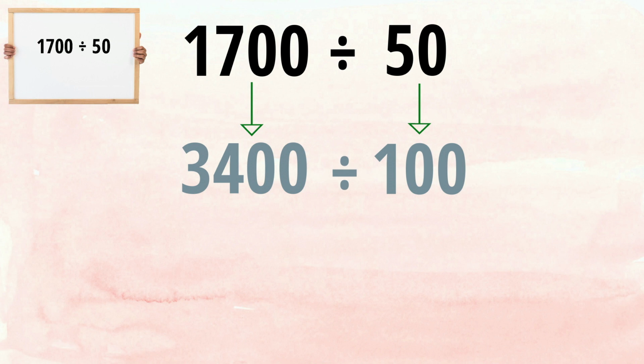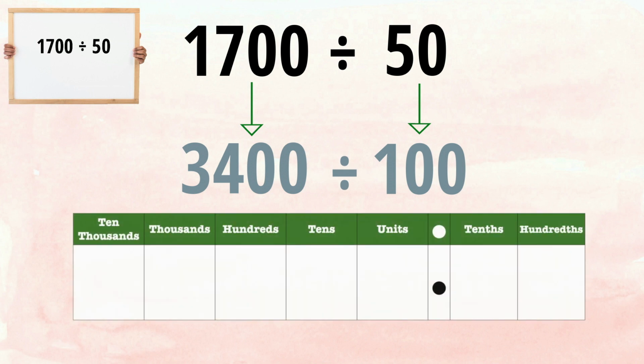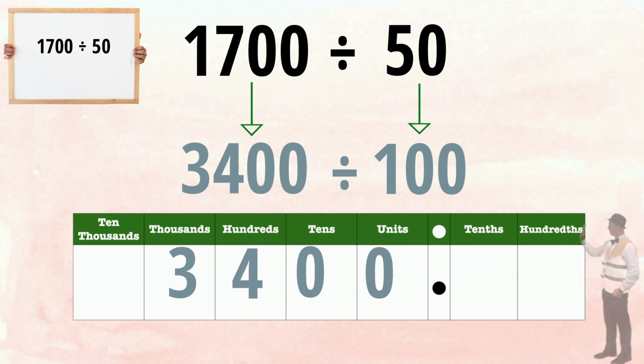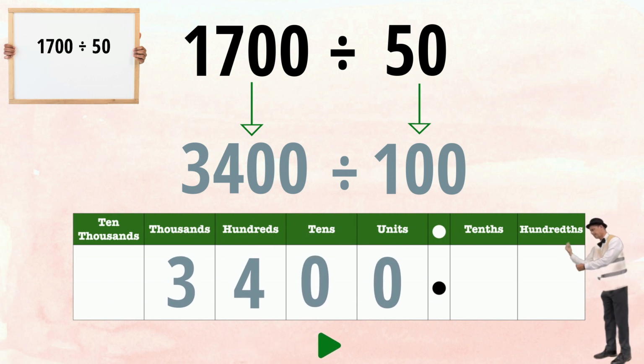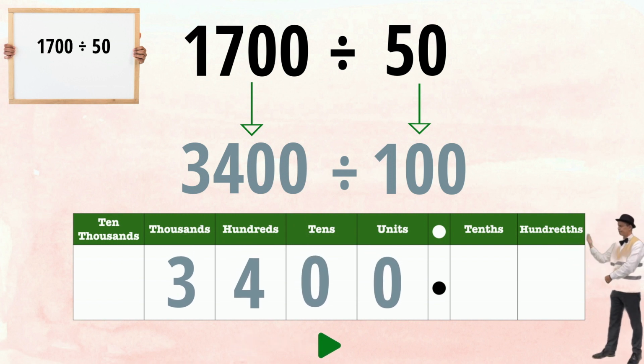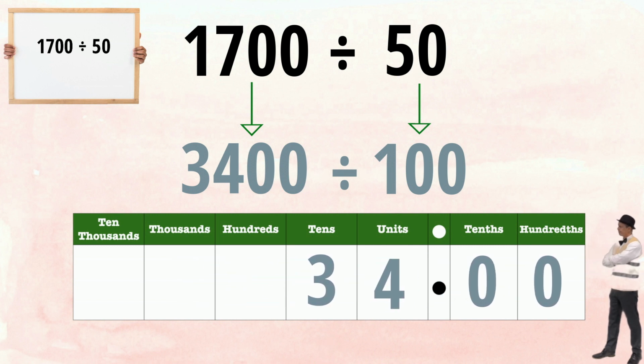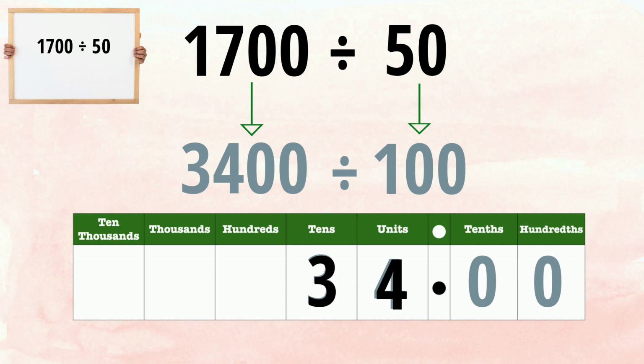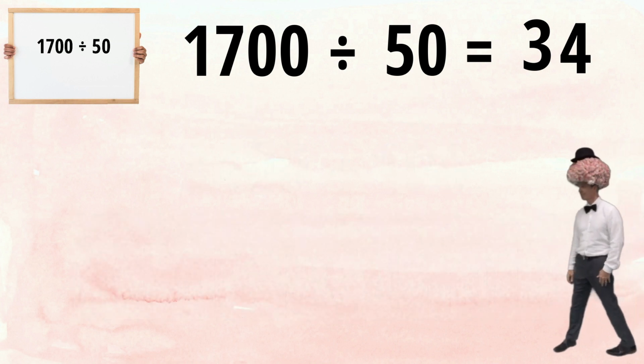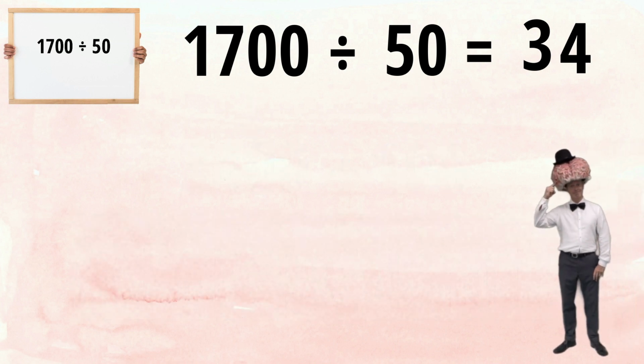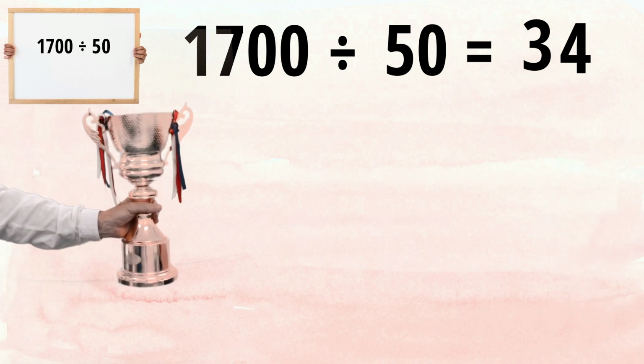3,400 divided by 100 is super easy. Just move the numbers 2 positions to the right. So 3,400 divided by 100 makes 34, which means that 1,700 divided by 50 is also 34. Use FIVE-IDING when dividing by 5 or 50 and you'll become a dividing champion.